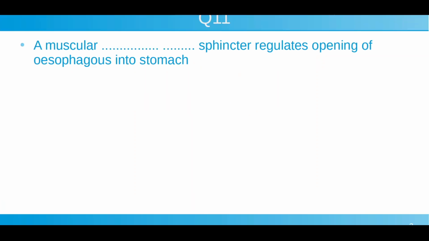Question 11th is, a muscular sphincter regulates opening of esophagus into stomach. So it is the gastroesophageal sphincter. The word gastro here means stomach and esophagus means food pipe. Together it makes the gastroesophageal sphincter, which will open the esophagus, that is the food pipe, into the stomach.